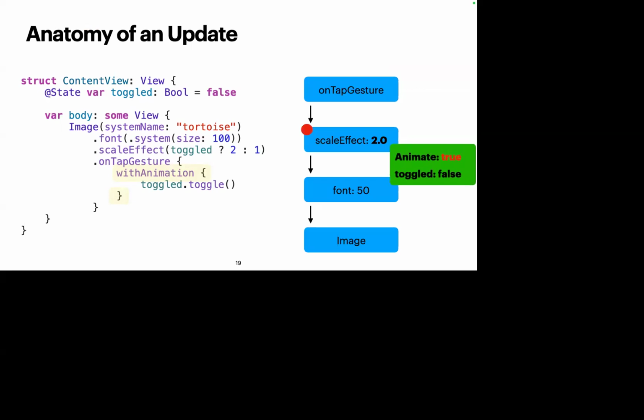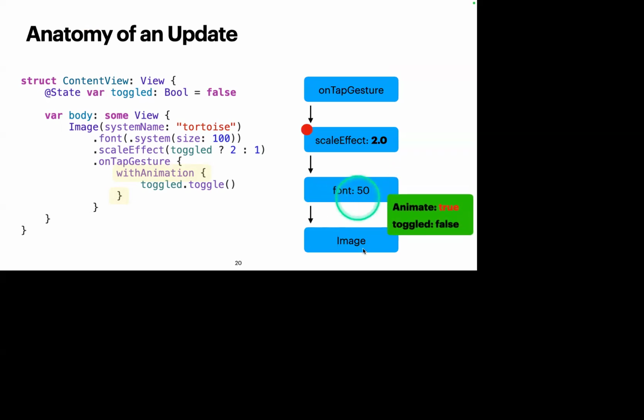And then we go down. There's no dependency with the font. Sorry, this should be 100. Sorry for the typo, but there's nothing there. And then now we go back to the image. There's nothing there to do. So that's the main difference with the with animation closure.